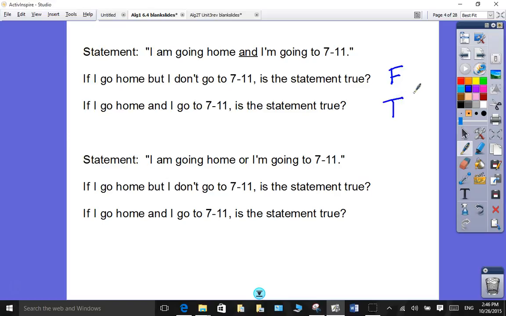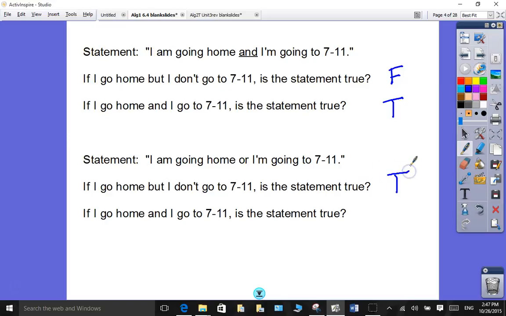If I make a statement, a compound statement, I am going home or I'm going to go to 7-Eleven. If I go home but I don't go to 7-Eleven, is it true? And the answer is yes. I didn't say I was going to both. I said I was going to go to one or the other. And I went home. So that's a true statement.